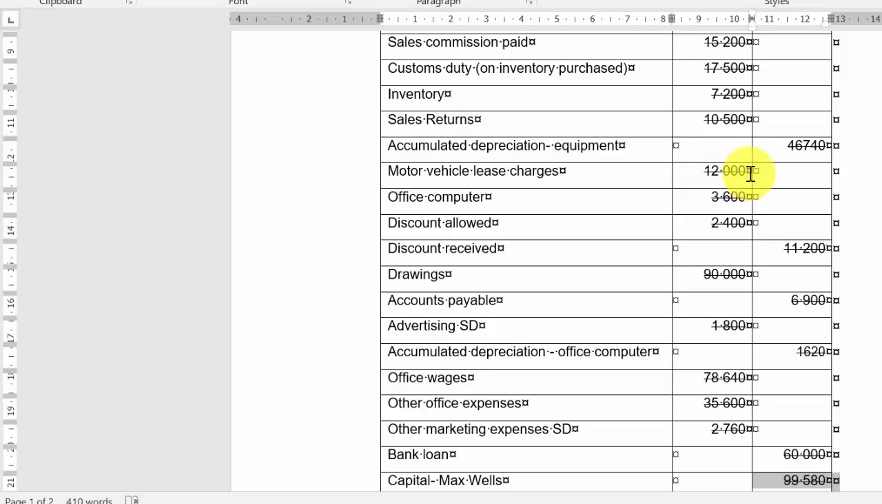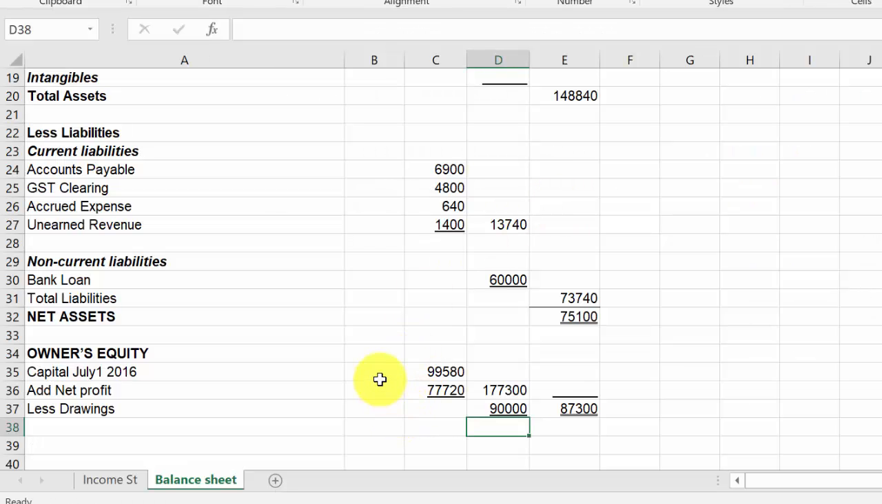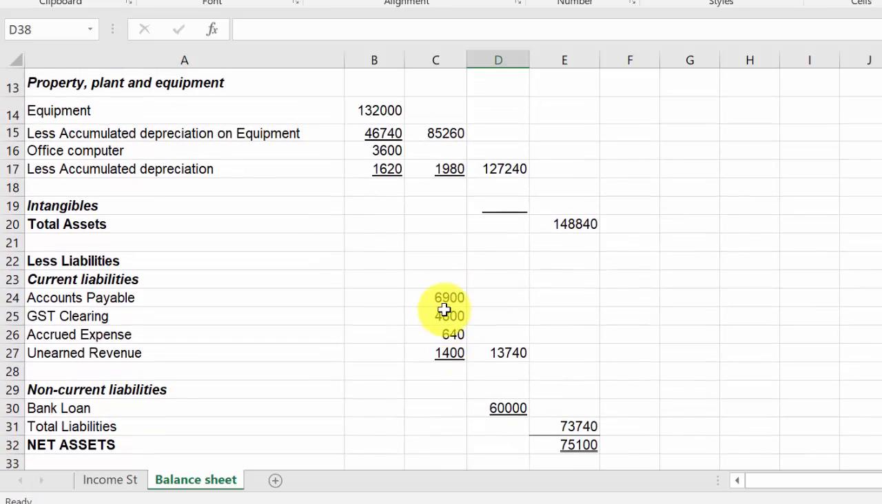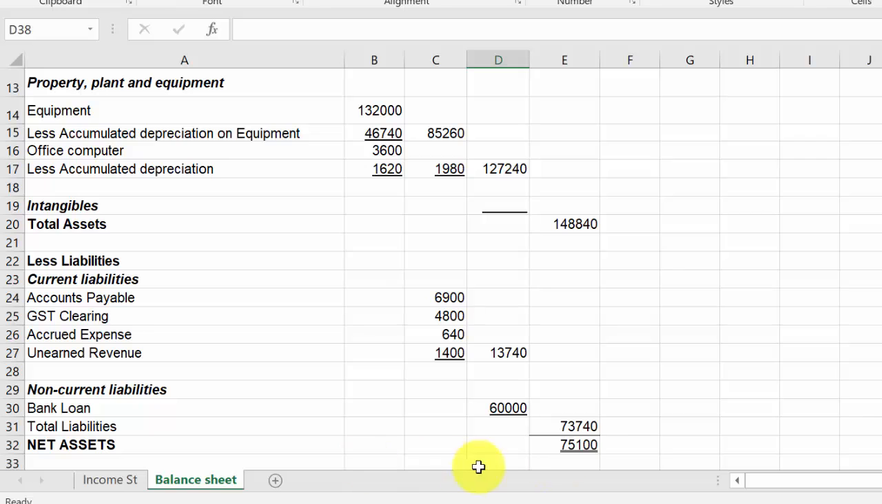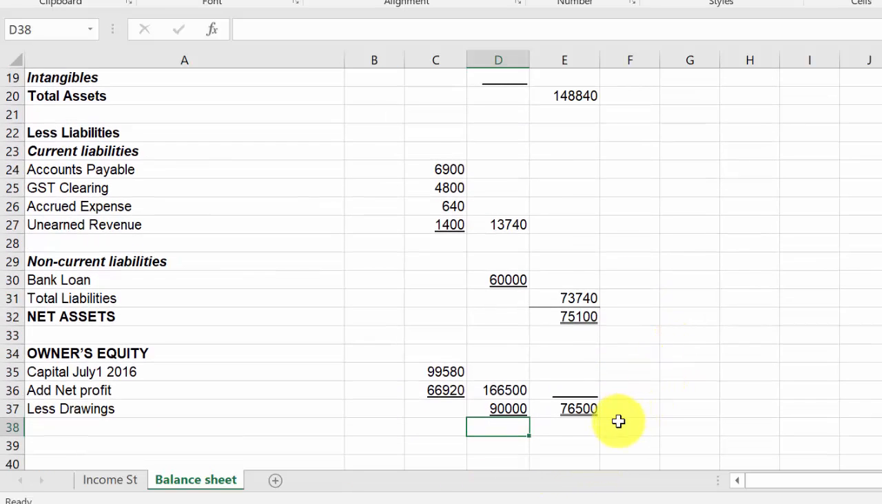And one thing I did notice, I don't know if you noticed it when I was putting it in, the motor vehicle lease charge is $12,000, but if you look at my income statement, it's sitting here as $1,200. I noticed that when I was checking it before when I had a pause. So that's obviously going to get me closer. Now if I go back to the balance sheet, you'll find that I'm out by a little bit less, but I'm still out nevertheless. I'm out by $1,400 here.